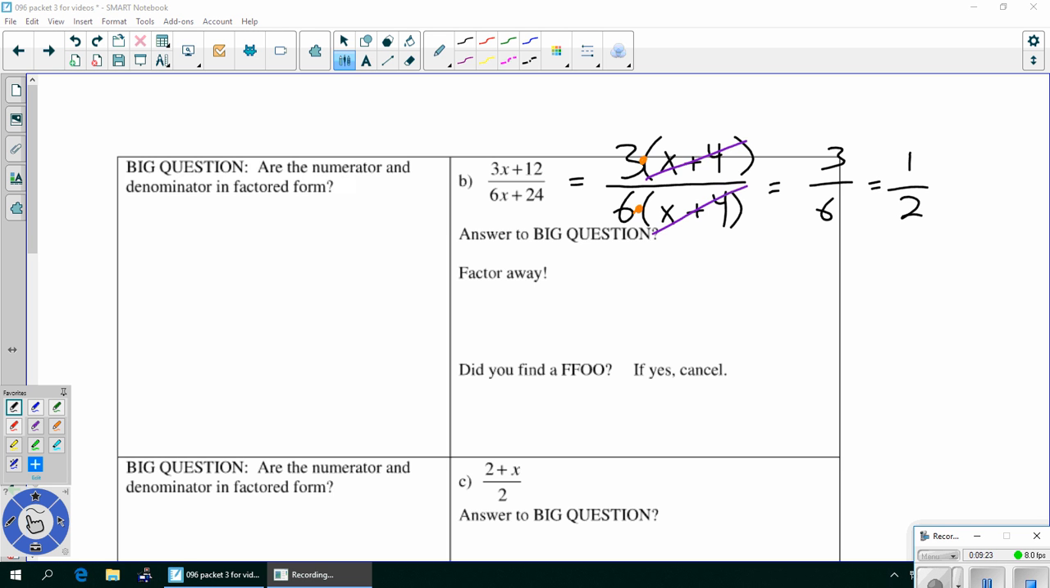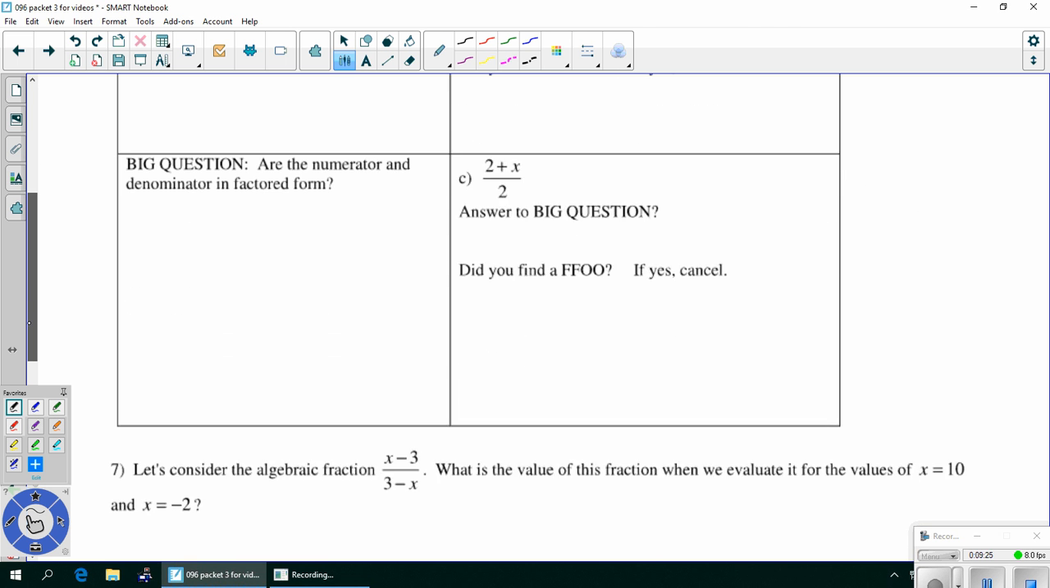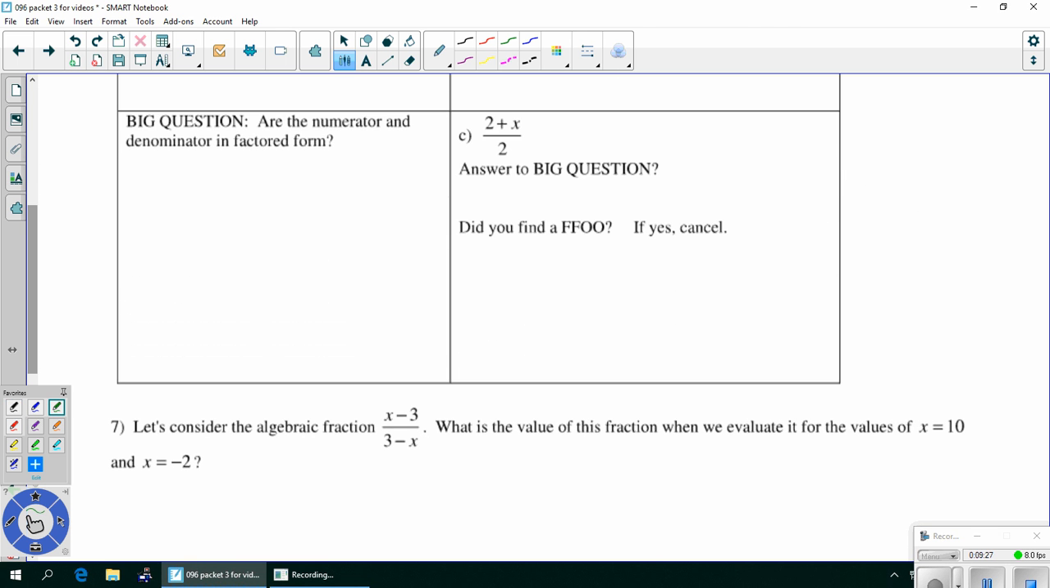Next one, part C. 2 plus x over 2. Are we allowed to cancel the 2's? The answer is no. One of those 2's is ready to be canceled. The one on the bottom has no problems, but the one on the top is right next to an addition, and that is no good, not cancelable.